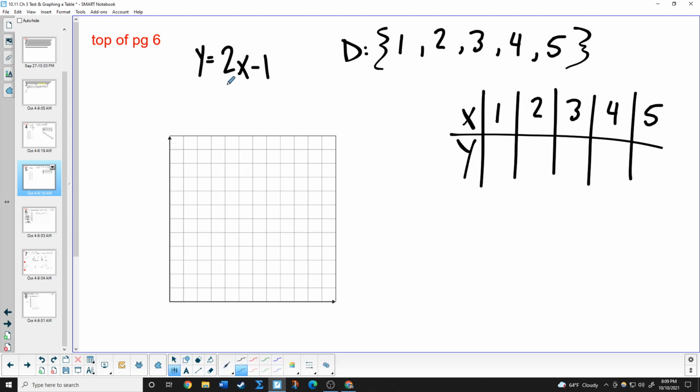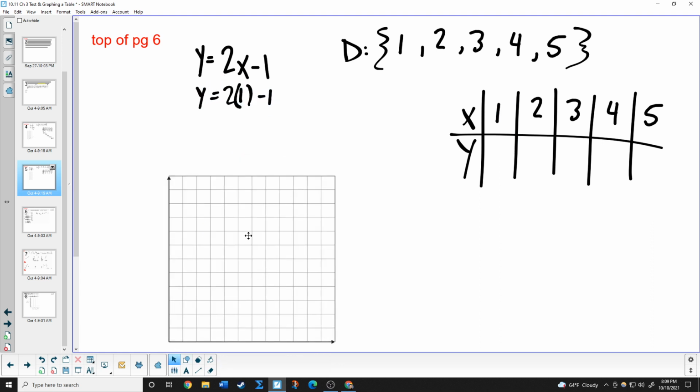So when we plug in 1 here, let me go ahead and move this down once again. Our result for y is going to be 2 minus 1, which is 1. When we plug in 2, we're going to get 4 minus 1, which is 3. We can plug in 3 here, and it's going to be 6 minus 1, or 5. When we plug in 4 here, it's going to be 8 minus 1, it's 7, and 5 times 2 is 10 minus 1, which is 9. I'll write it in. So it's 10 minus 1, or 9.